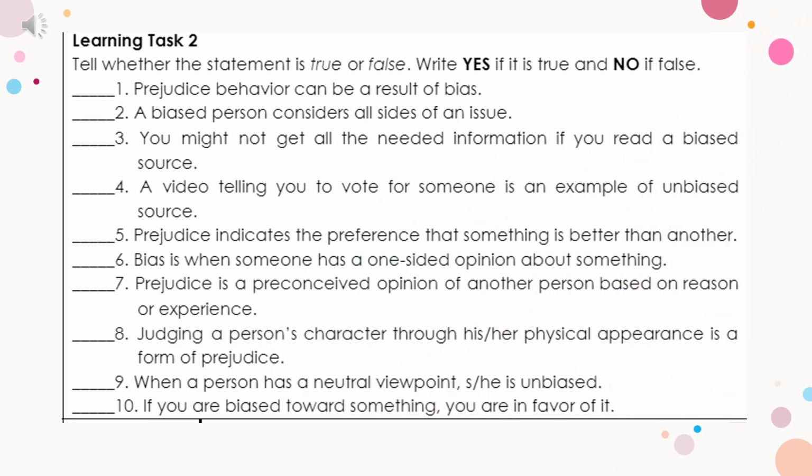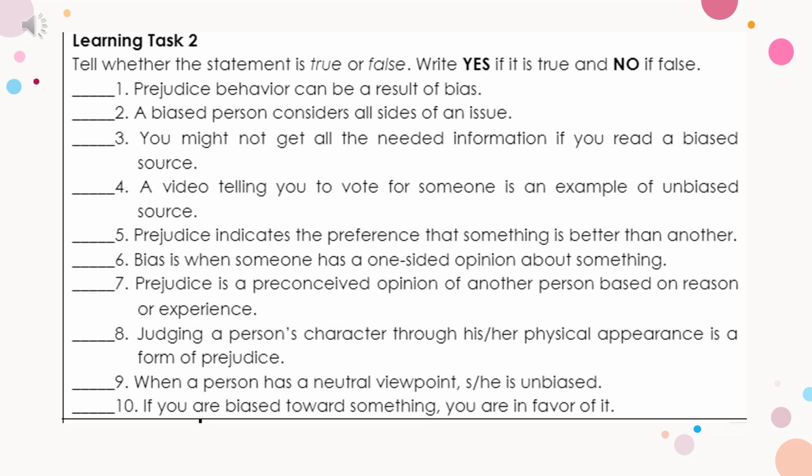Learning task 2. Tell whether the statement is true or false. Write yes if it's true and no if it's false. Number 1. Prejudice behavior can be a result of bias. It is false, it's no. Number 2. A biased person considers all sides of an issue. No again. Number 3. You might not get all the needed information if you read a biased source. It's yes.